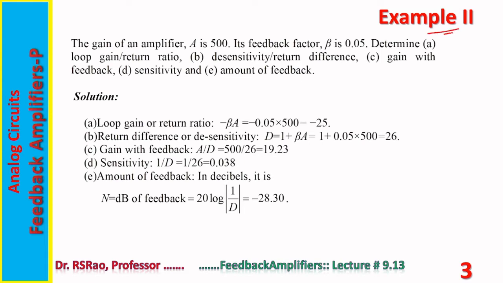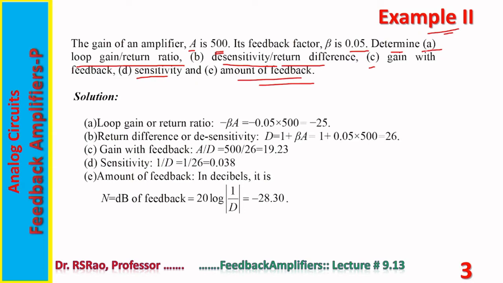Another problem, example 2. The gain of an amplifier A is 500. Its feedback factor beta is 0.05. Determine A, loop gain or return ratio. B, desensitivity or return difference. C, gain with feedback. D, sensitivity. And E, amount of feedback. This problem is set to test the knowledge of students regarding the definitions of various terms that are associated with feedback.